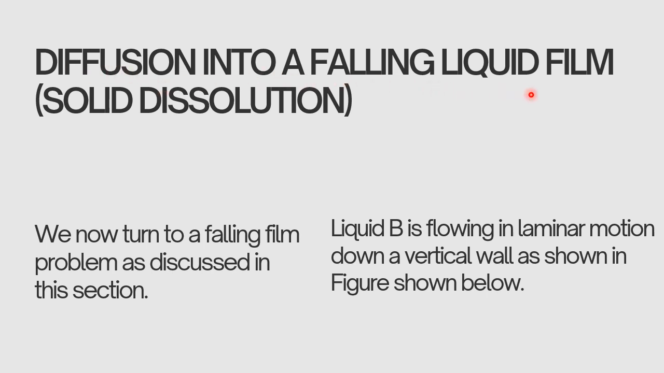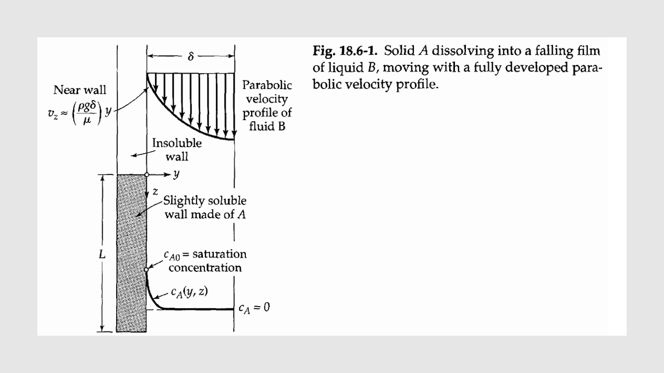Diffusion into a falling liquid film, solid dissolution problem. In this, the first assumption is that liquid B is flowing in laminar motion down a vertical wall as shown in the figure in the next slide.